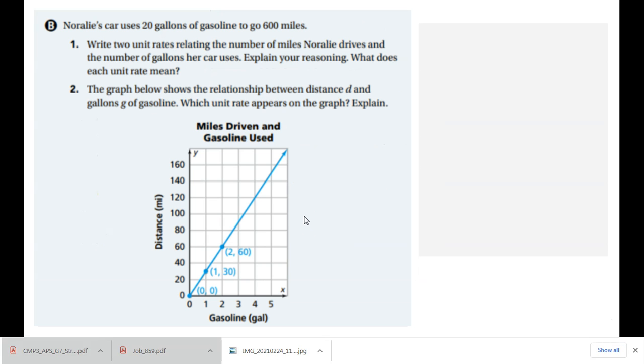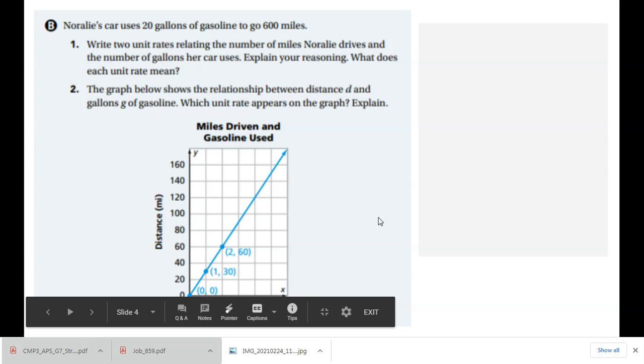Norley's car uses 20 gallons of gasoline to go 600 miles. They want you to write two unit rates. I left you a text box here. So you can get it down to how many gallons of gasoline does she use to go 1 mile. Then you can also use as a unit rate, how many miles can she go with 1 gallon? Remember for unit rate, you're getting it down to 1, and you can go gallons to miles or miles to gallons. And they just want you to explain what each unit rate means.